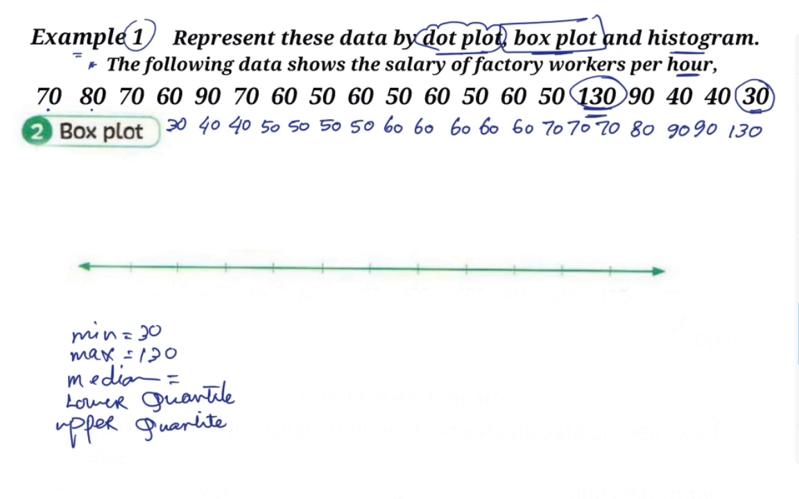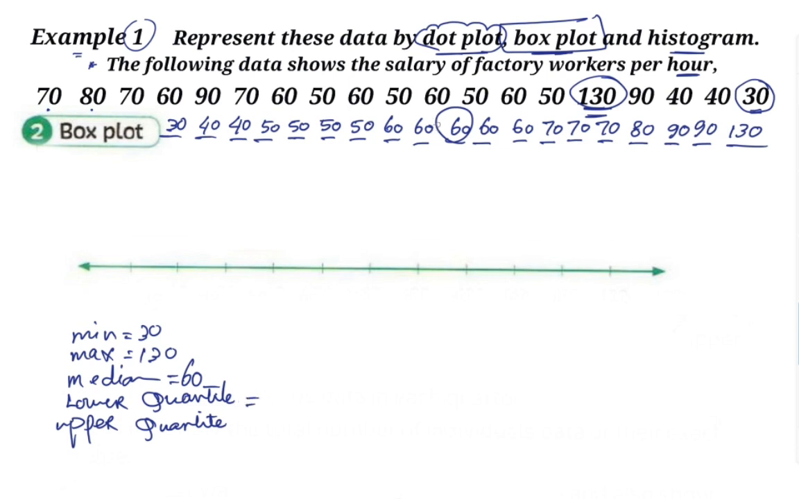Now, to find the median, let's delete one from each side. So, here, this with this: 40 with 90, 50 with 80, 50 with 70, 50 with 70, 50 with 70, 60 with 60, 60 with 60. So what's the median? 60 is the median.